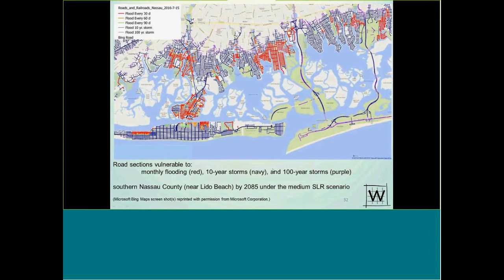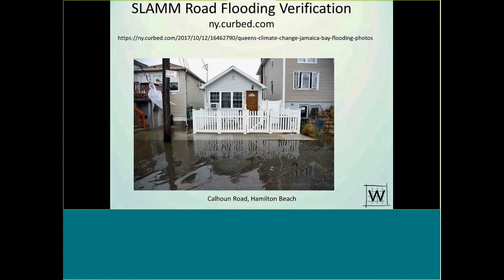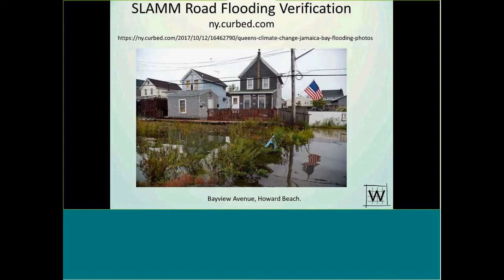So we did have a little bit of road flooding verification. There was an article on a site called NewYorkCurb.com which showed a number of sites which are already flooding on a regular basis. What we managed to do was locate these based on the road name and Google Street View, find exactly where the house is, and find that the SLAMM model is already predicting flooding at all of the sites which they had pictured.